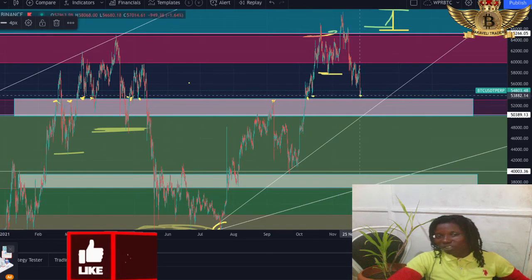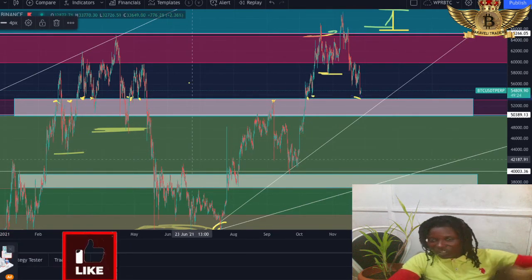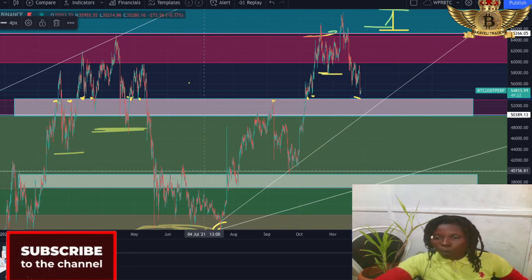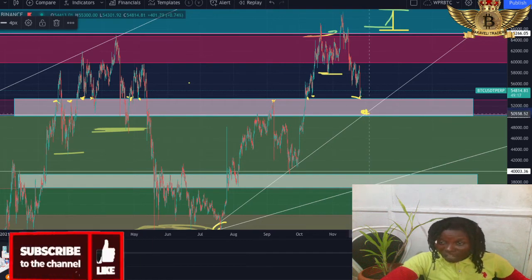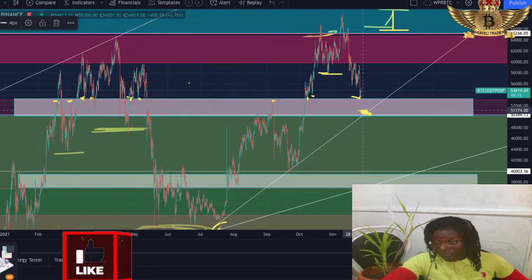And it has returned to that area. So you see, it's within the area of support, but it has not touched the major support. This is where the major support is. 50k, right? This is the major support right now.